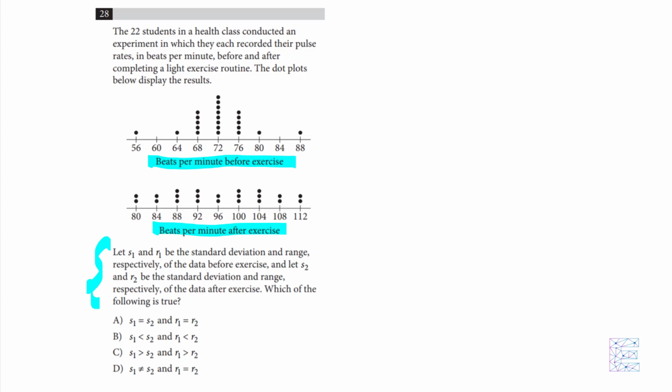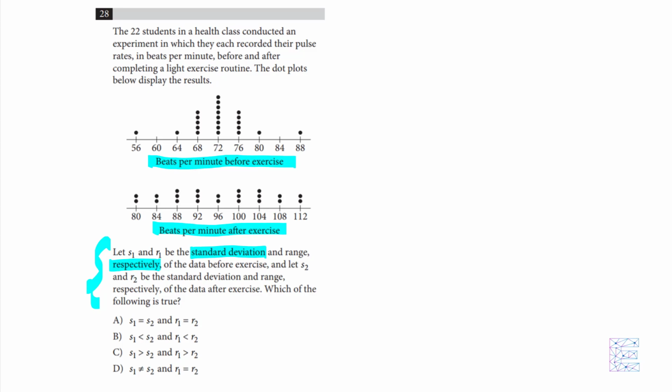Let S1 and R1 be the standard deviation and range respectively of the data before exercise, and let S2 and R2 be the standard deviation and range respectively of the data after exercise. Which of the following is true? So the keyword here that might be newer to us is standard deviation, and maybe the word respectively. And respectively just means in that order.